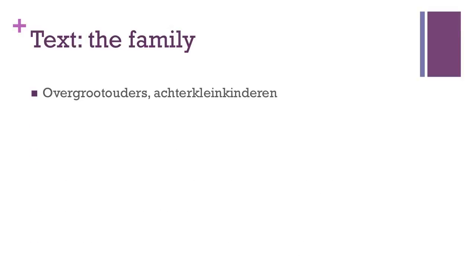The parents of your grandparents are overgrootouders, and you can use overgrootvader and overgrootmoeder. Same goes for achterkleinkinderen, achterkleinzoon, and achterkleindochter can be used. A side note here, if words are composed of different nouns or prepositions, they're usually written in one word. So if you're not sure whether they're written together or apart, the best guess is that they're written in one word.